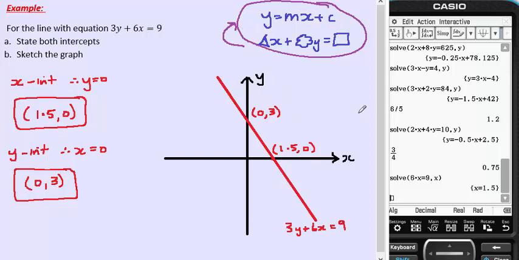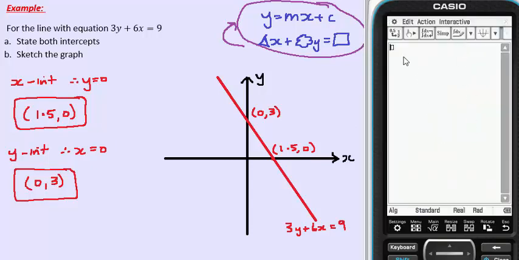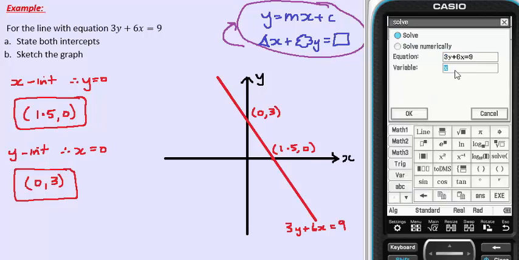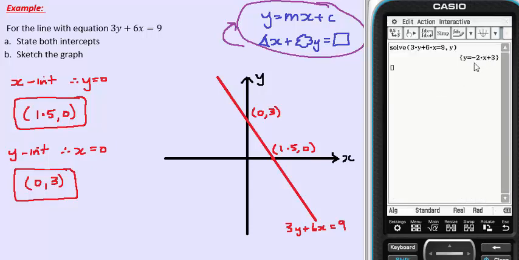Now the question doesn't ask you to do this, but I'd like you to know how. I go to the calculator and write the equation I'm given: 3y plus 6x equals 9. Then I highlight that and solve it. So here we go: highlight, interactive, equation, equality, and solve. I solve it for y, which means it's going to tell me y equals something. Then I hit OK, and it tells me the answer is y equals negative 2x plus 3.